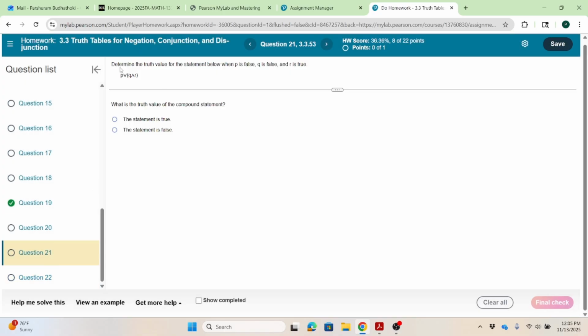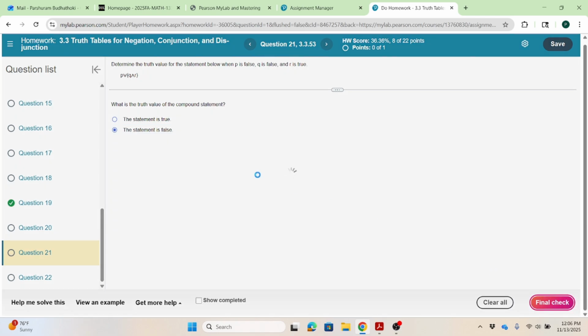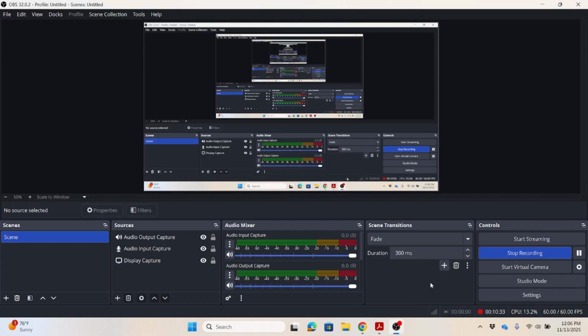Determine the truth value for the statement below when P is false, Q is false, and R is true. First of all, always do the operation inside the parentheses. If Q is false and R is true, then false and true gives you false. And P is false, so false or false is still false. The statement is false. Okay, that's all for this section.